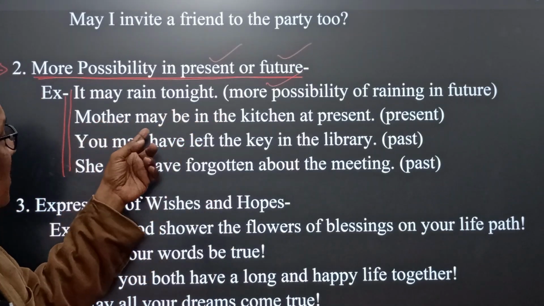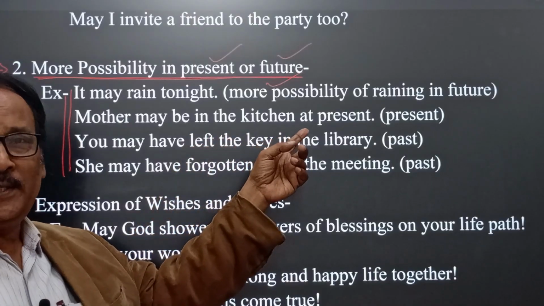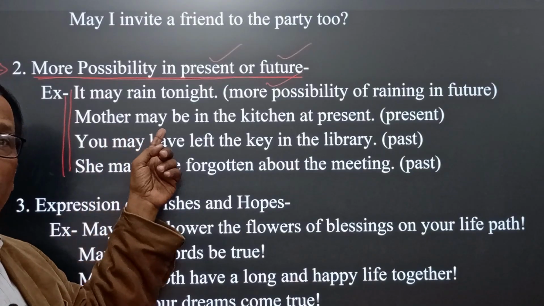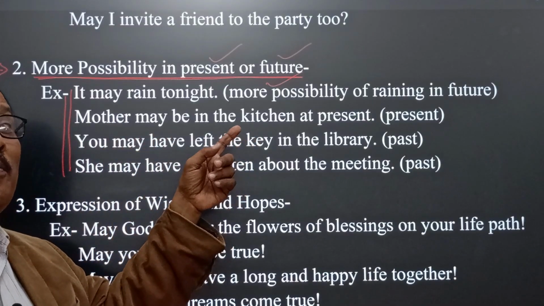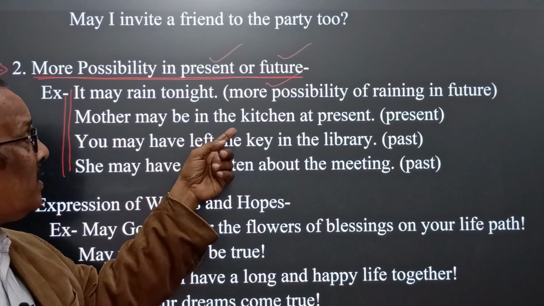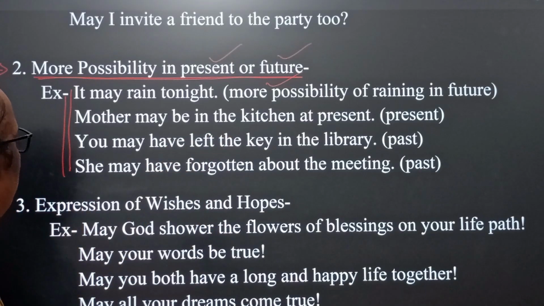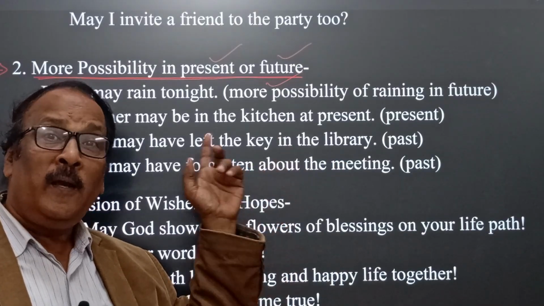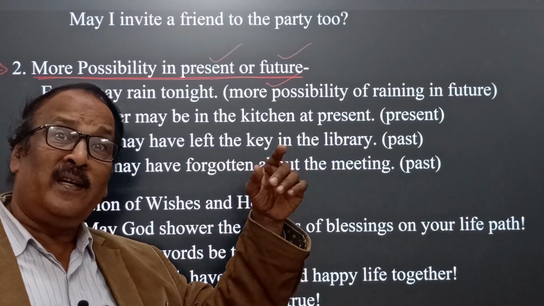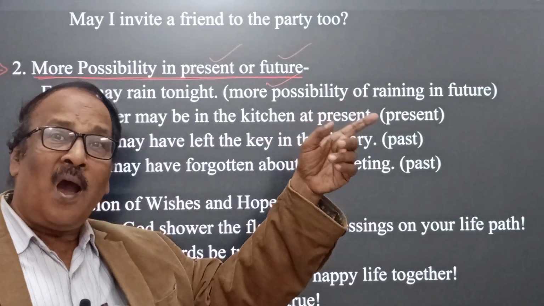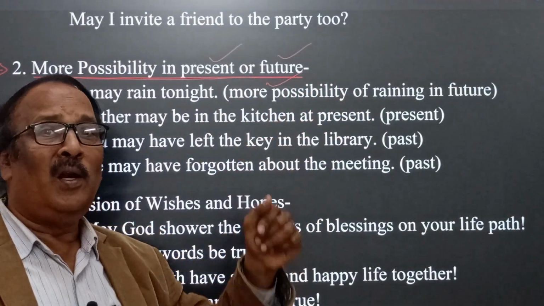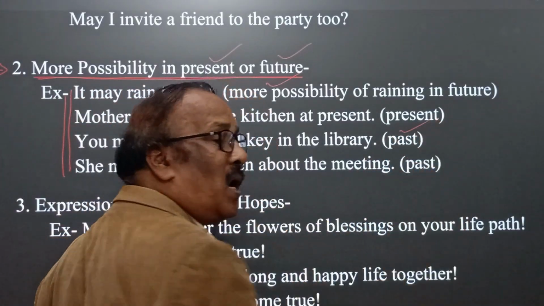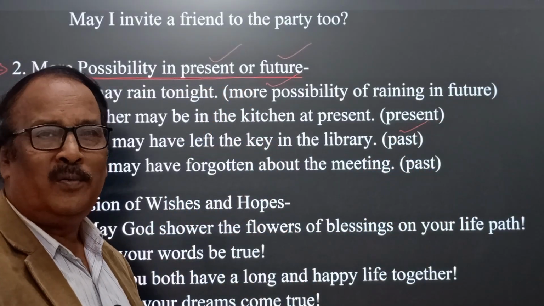Another example, "Mother may be in the kitchen at present." Here the speaker expresses more possibility of the presence of the mother in the kitchen at present. The next example, "You may have left the key in the library." It means the speaker says that you may have left the key in the library, so you are searching here for nothing. It indicates a past action, that is, more possibility of the action.